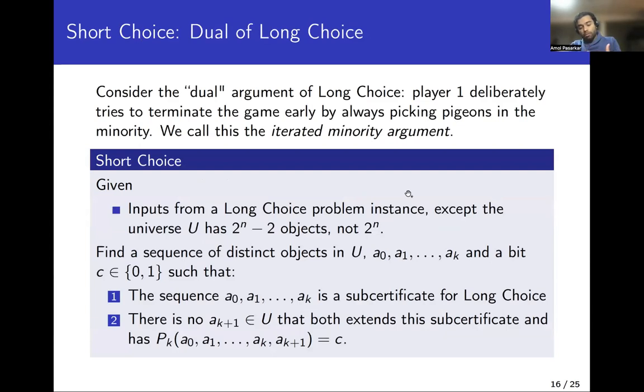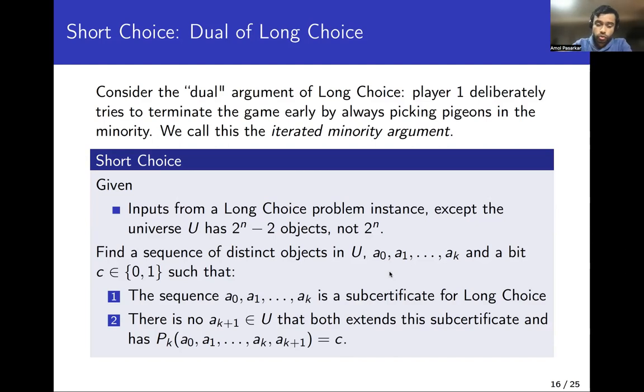So in the same way that PEPP is a dual argument of PPP, we can consider also a dual argument of long choice. And we define a problem, which we call short choice, and it embodies this dual argument where if we recall the two-player game from the beginning of this talk, player 1 wants to pick as many pigeons as possible in that game, and therefore player 1 is going to pick from the majority. If instead player 1 wants to terminate the game as quickly as possible, they can actually repeatedly choose from the minority. And this argument is called an iterated minority argument. And the short choice problem encapsulates this challenge.